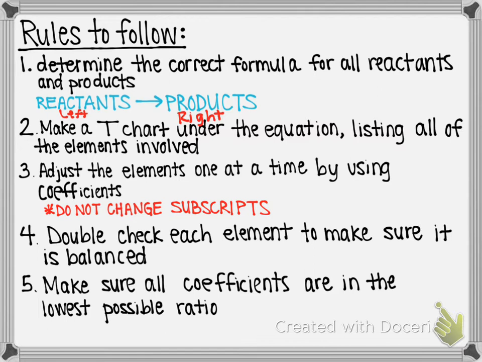Step 2, make a T-chart under the equation listing all of the elements involved, and I'll show you what that looks like. Step 3, adjust the elements one at a time by using the coefficients. So remember, we are using the big number in front. You do not change the subscripts. Step 4, double check each element to make sure it is balanced, which means it is the same on both sides. And then make sure all coefficients are in the lowest possible ratio.